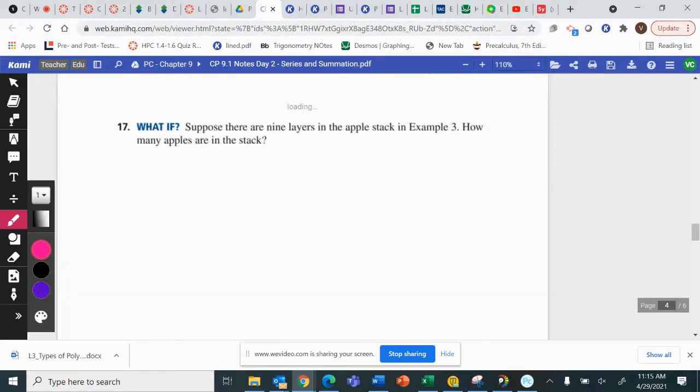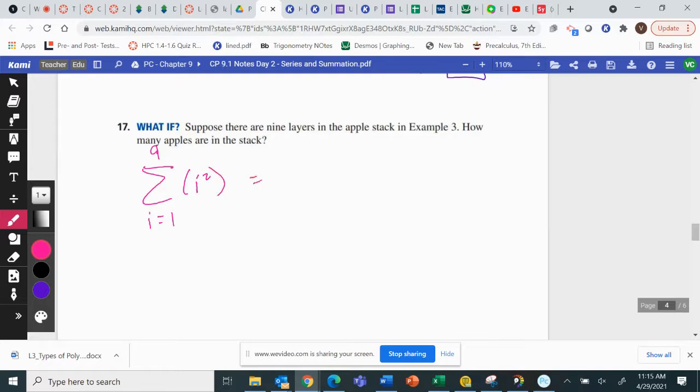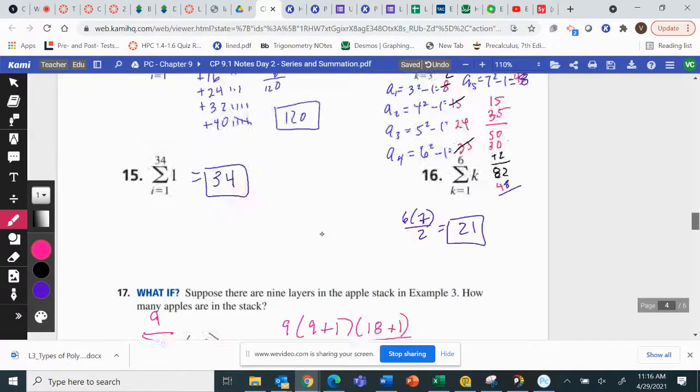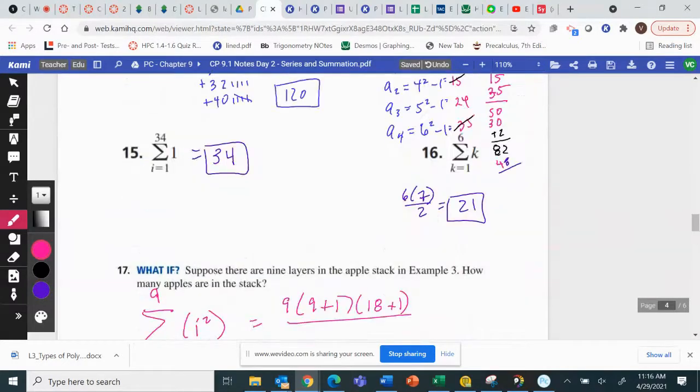Oh, I forgot the what if part. What if there were 9 layers in the apple stack instead of 7? So we would have summation i equals 1 to 9 of i squared, and that's a formula that we can use from above that says take 9 multiplied by, was it 9 plus 1? It was 9 plus 1, right? Okay, thank you. And then it was 18 plus 1. And then over 6. Okay, thanks.